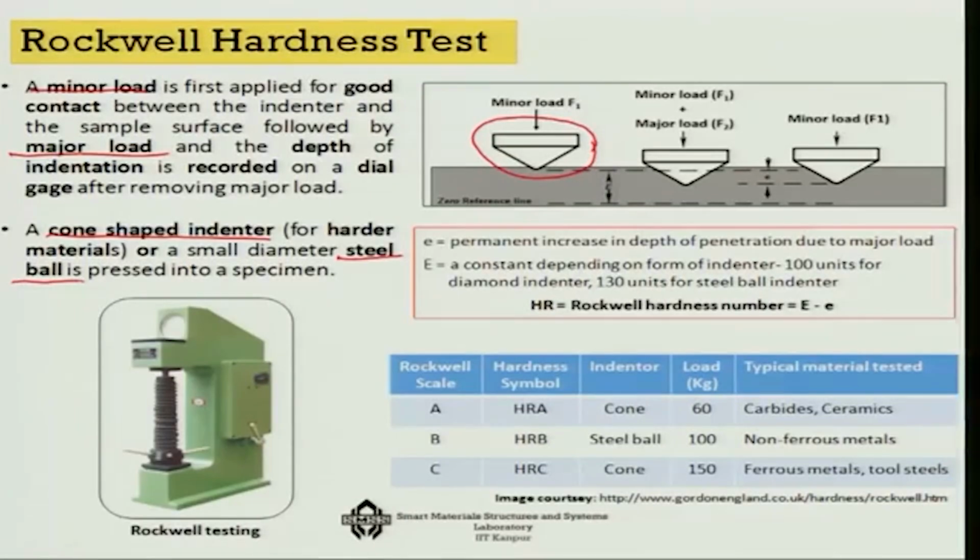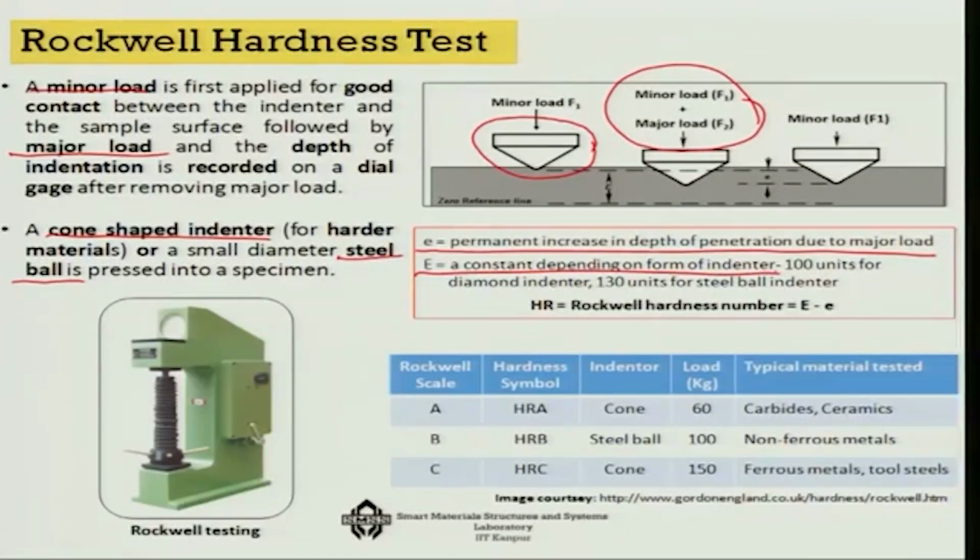So, the sequence is that you first apply the minor load, then you apply the minor plus the major load, and then you withdraw the major load. So you have the minor load, and then withdraw all of them and measure the depth of penetration. Now, suppose you know the permanent increase in the depth of penetration due to major load. Once you know that, there is a constant E which depends on the form of indenter.